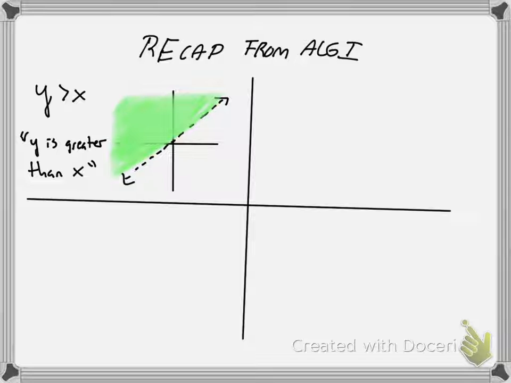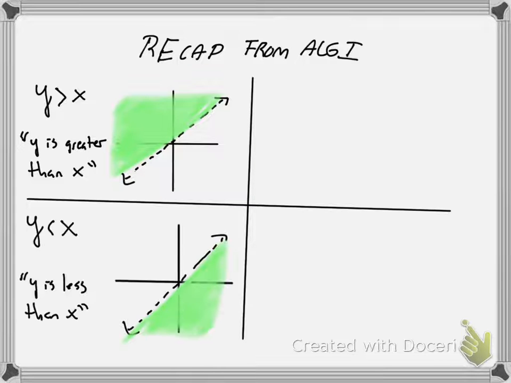If I was graphing y is greater than x, I would make a dashed line because I want to include everything greater than x but not equal to x, so I don't necessarily want to include the line. And then I want to shade above it because it's greater than. Here I see y is less than x. So similarly, I stay as a dashed line because I want everything that's less than x but not equal to x, and I shade everything below it.